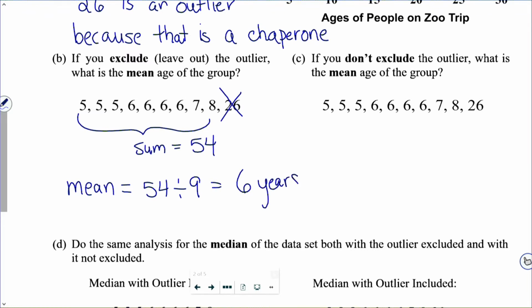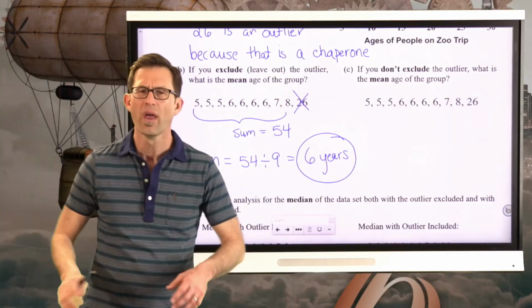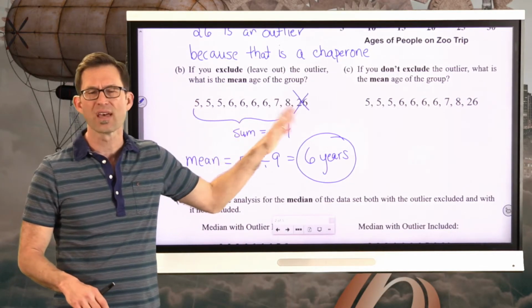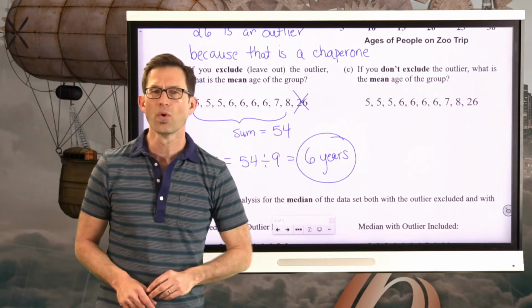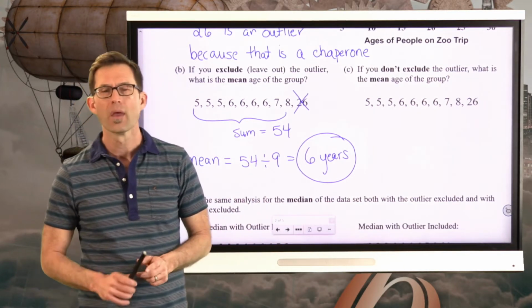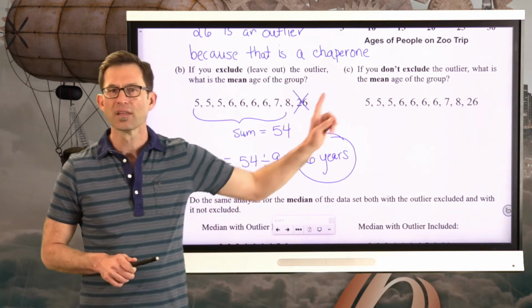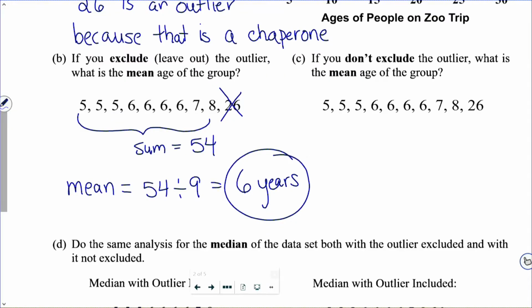And that makes a lot of sense. 6 years old is the average. If there's no outlier in here and we've got a bunch of 5s, a bunch of 6s, a 7 and an 8, 6 years old makes all the sense in the world. But what if we include that outlier? That's letter C. If you don't exclude the outlier, what is the mean age of the group?